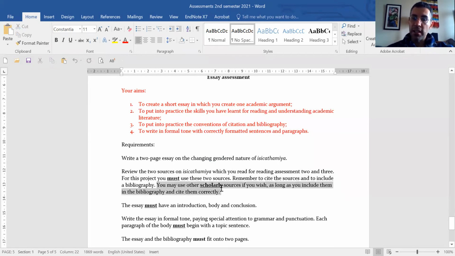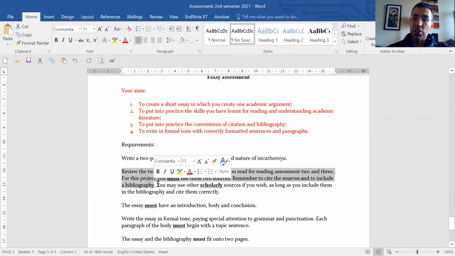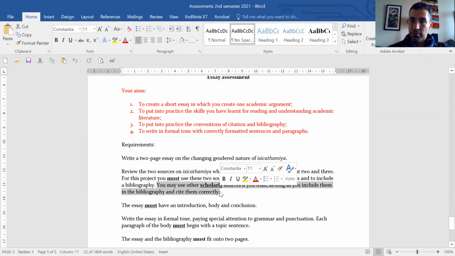This next bit here is optional. You may use other scholarly sources, but you don't have to. You do have to use the two that we have been reading, but you can add some others if you wish. Okay?